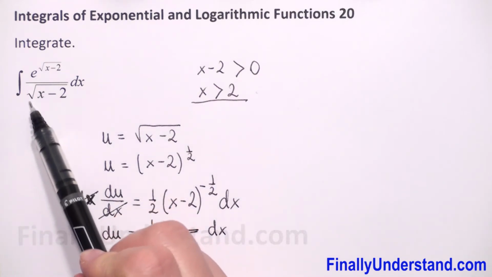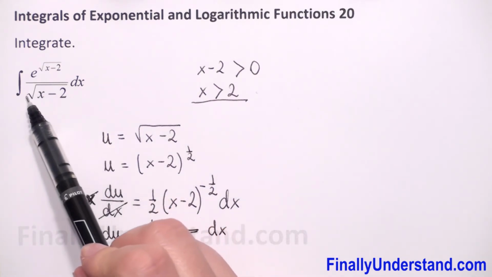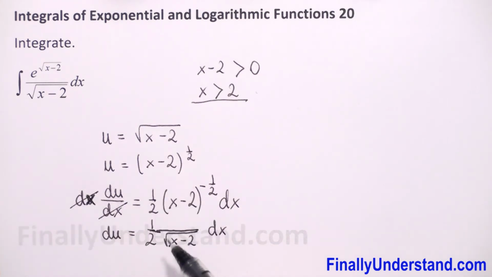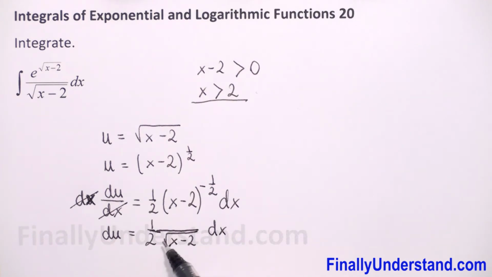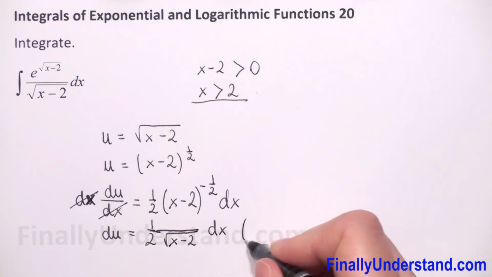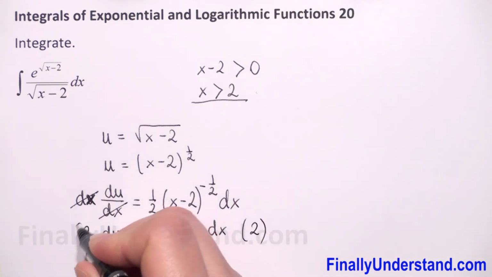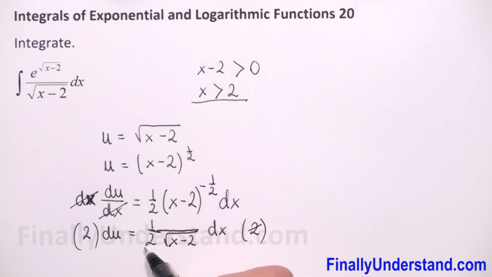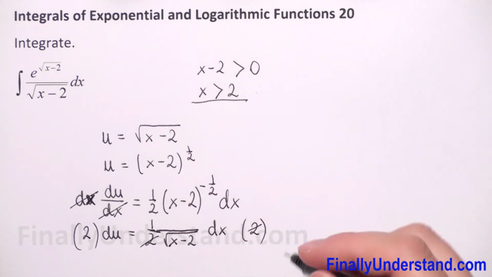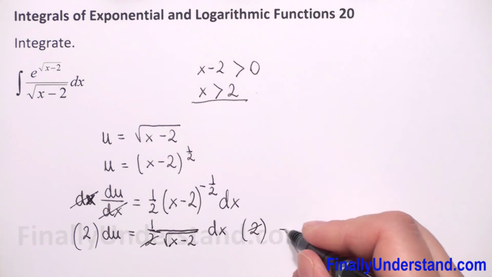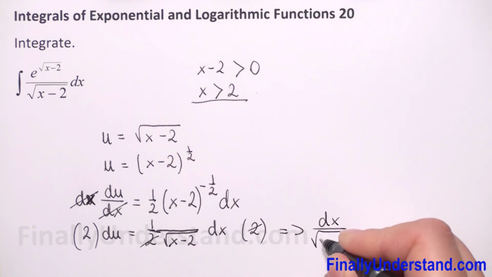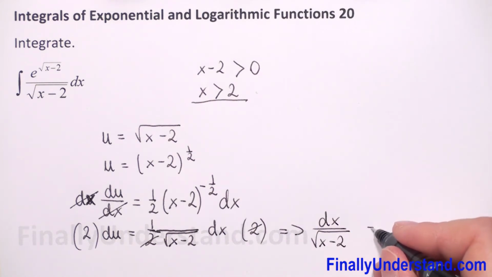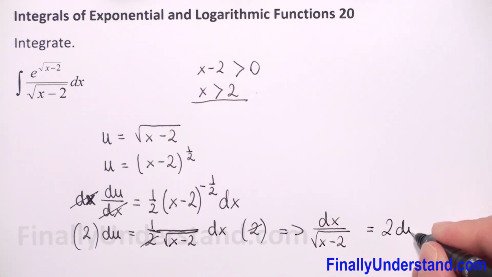In our expression, we don't have 2 at the beginning. So in the numerator, we don't have 2. So I will multiply both sides by 2 to reduce this 2. So we will have 2 and 2 we can reduce. So we have that dx over the square root of x minus 2 is equal to 2 du.